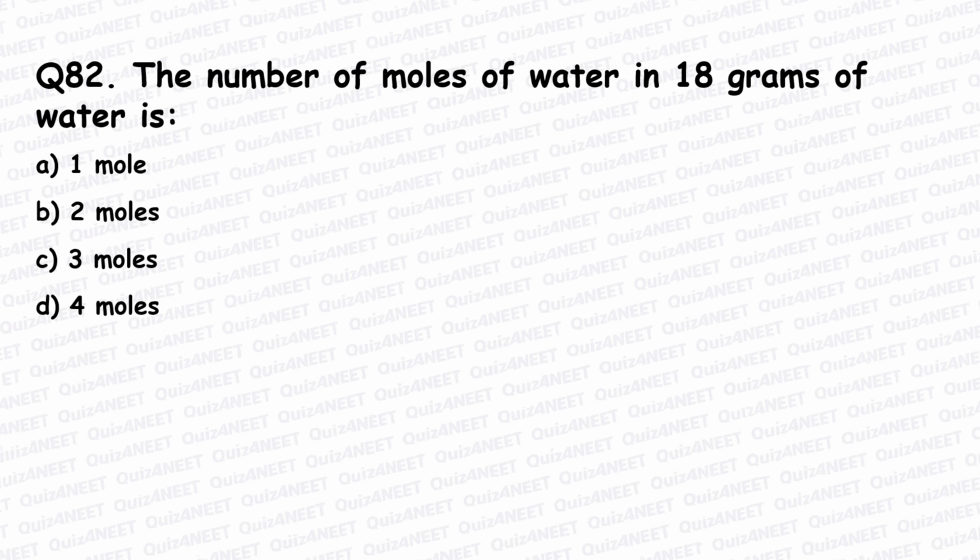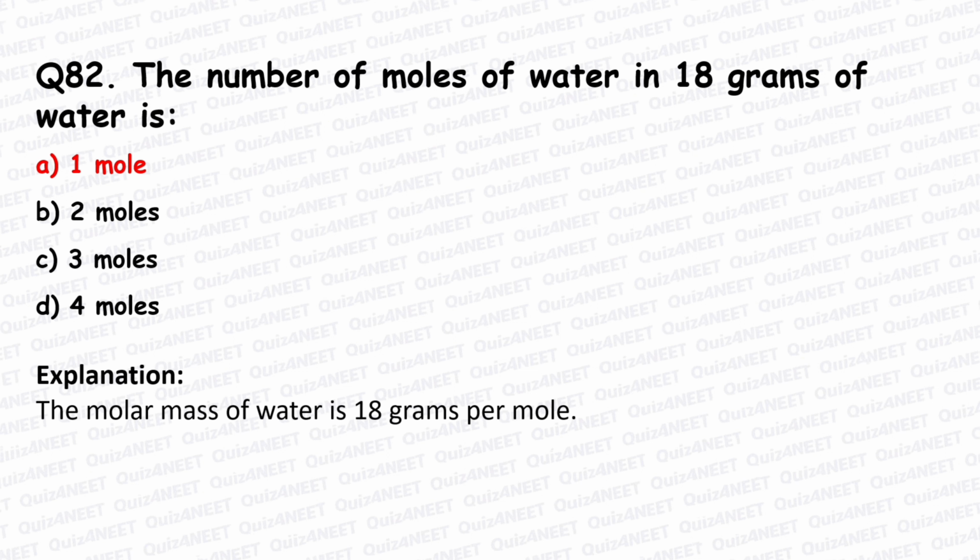Q82, the number of moles of water in 18 grams of water is A, 1 mole, B, 2 moles, C, 3 moles, D, 4 moles. Answer: A, 1 mole. Explanation: the molar mass of water is 18 grams per mole.